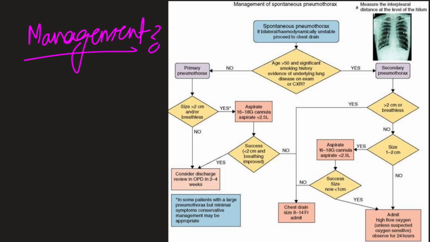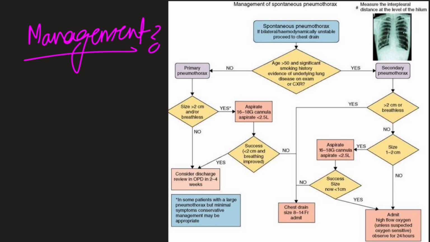Now, if the size of the pneumothorax is not more than 2 centimeters and the patient is not breathless, this means that you can do aspiration with a 16 to 18 gauge cannula. And if the size is even less than this, that is, the size is not even 1 to 2 centimeters, then you just have to admit the patient, provide them with high flow oxygen, and observe for 24 hours.